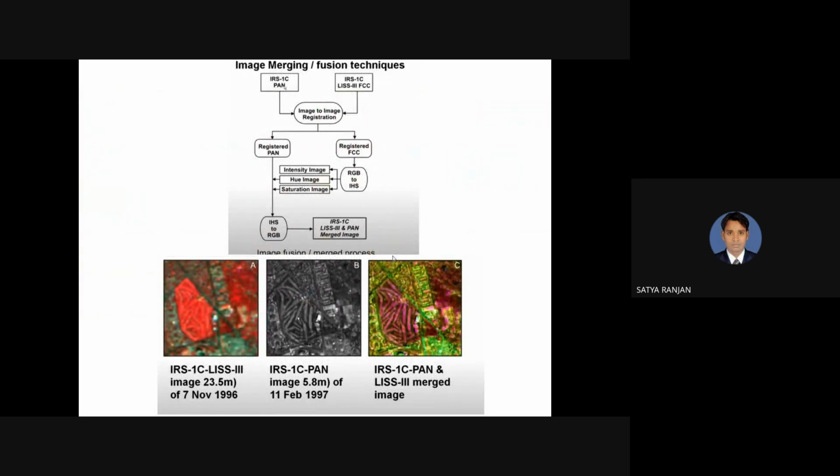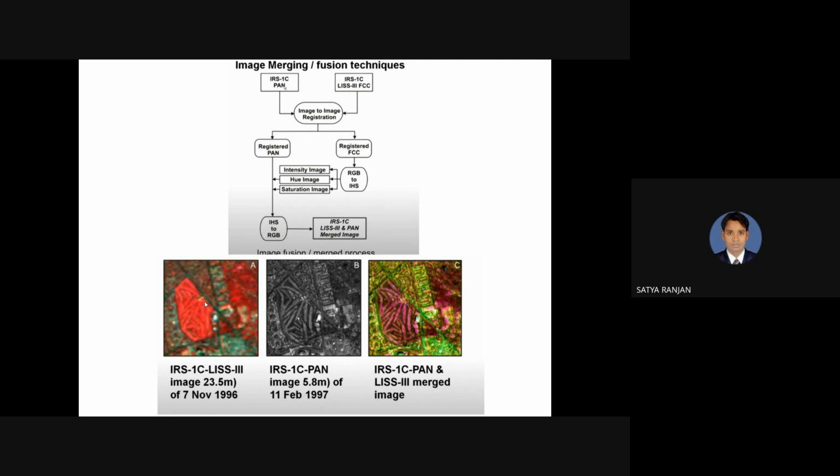Then image fusion technique is also very much useful nowadays. Suppose I have a panchromatic image of 5.8 meter, and a LISS-3 image of 23 meter. So one is very high resolution panchromatic data, and another is very low resolution color image. I want a color image having the color code and the high resolution.